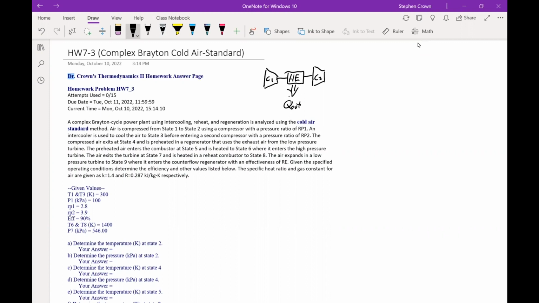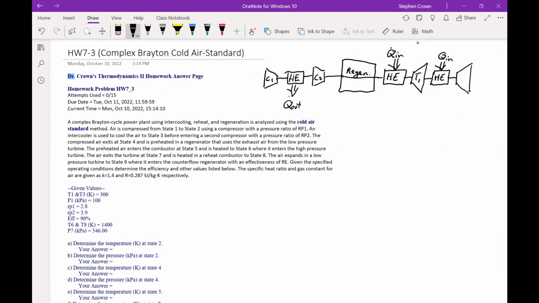We'll run it into something called the regenerator. And it will come out of the regenerator into another heat exchanger. This is where we burn our fuel and have significant Q in. Then we'll run that into our first turbine, have a reheat, which is also a heat exchanger. So we heat it again, and then into another turbine.